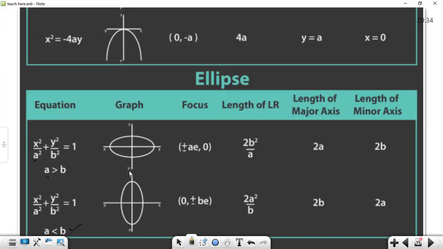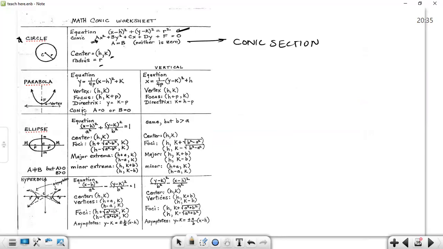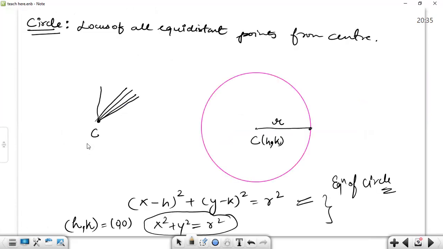Yes, everyone. Yes, sir. Also learn about the focus. Focus will be somewhat here. And for this kind of axis, it will be on the y-axis, at (0, plus minus a). And you also have to remember the eccentricity of this. So the eccentricity of the ellipse is written here. Should be b by a, something like that. Let me confirm.